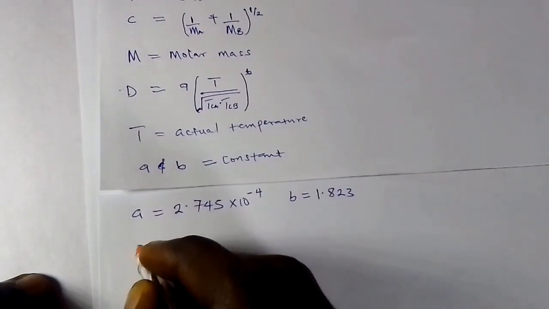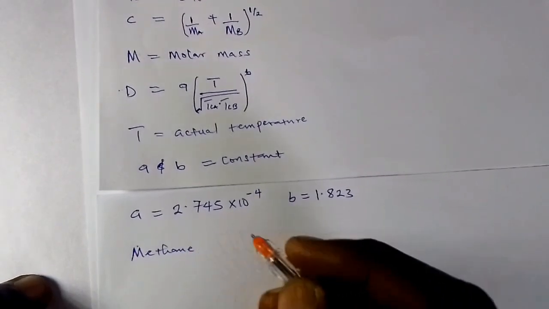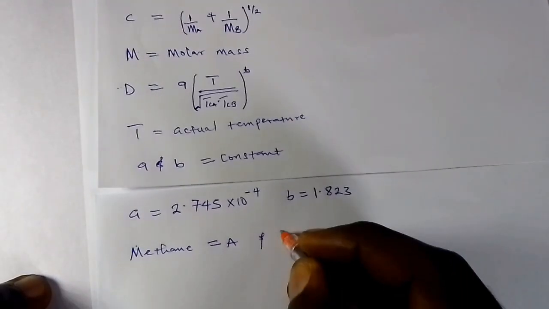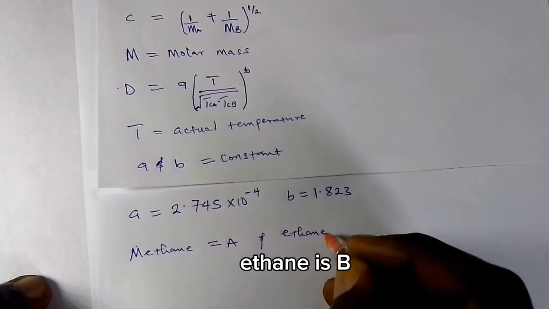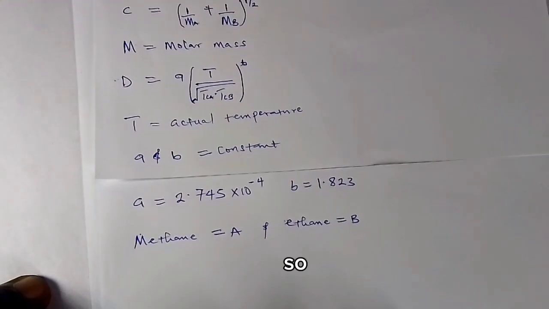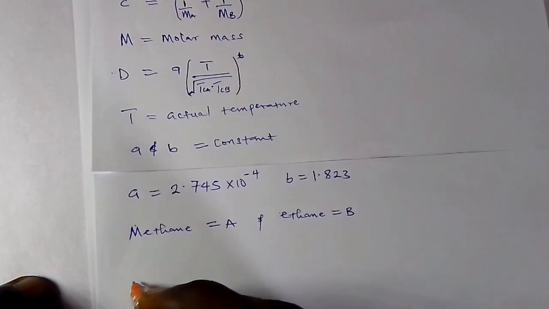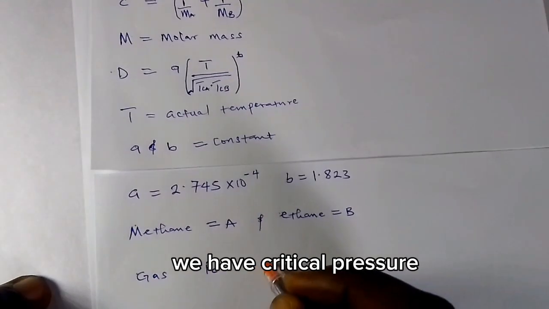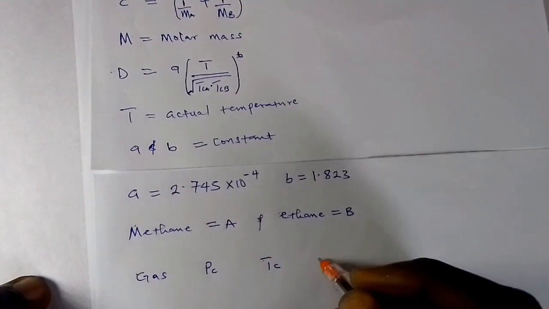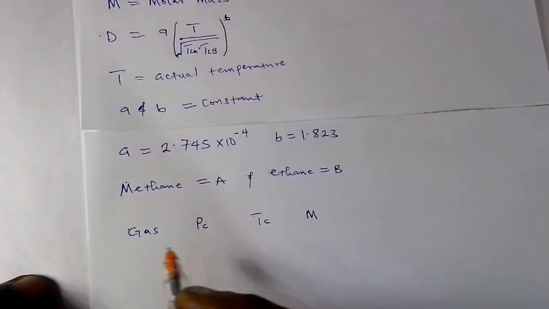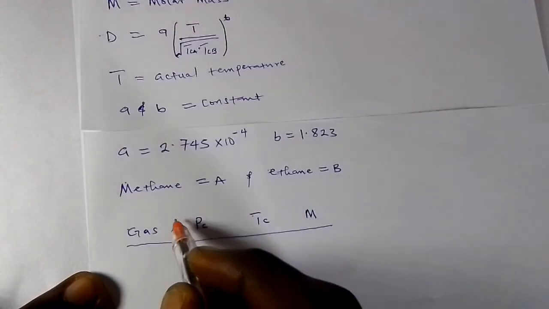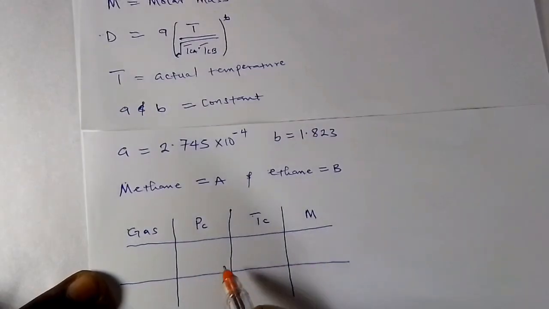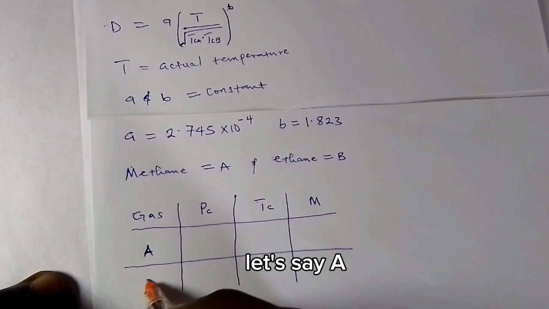So let's say methane is A and ethane is B. Dealing with this table, we have gas, we have critical pressure, critical temperature, and we have molar mass. Let's say A, let's say B.